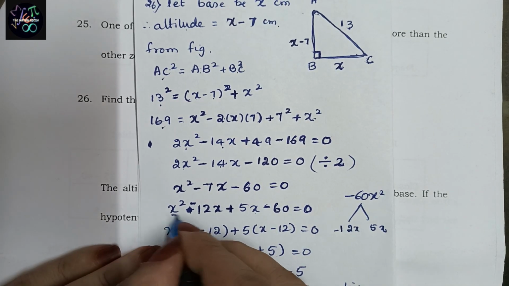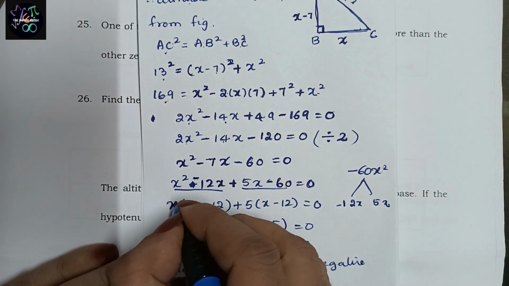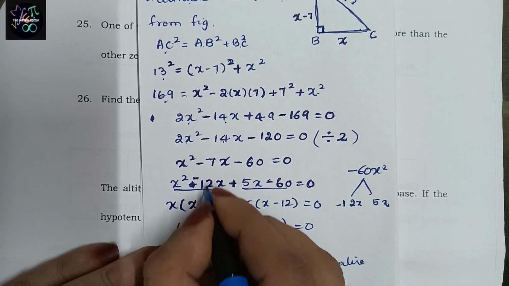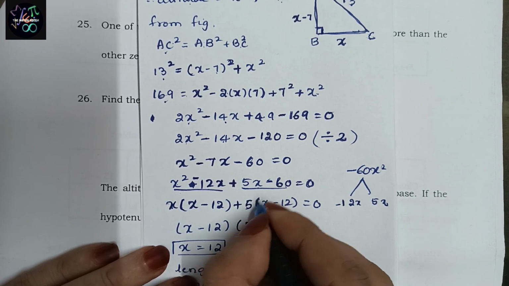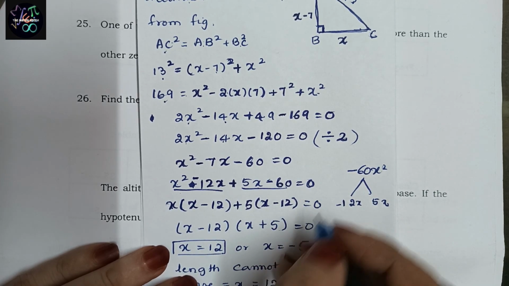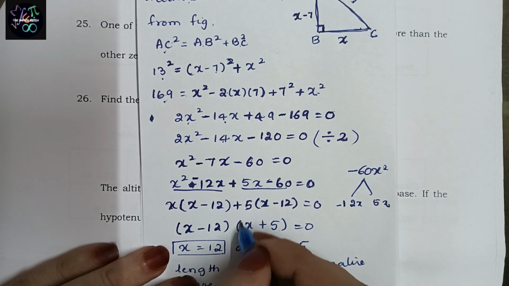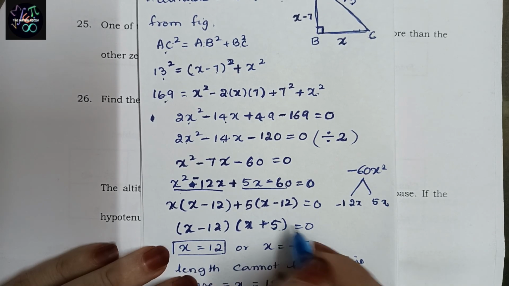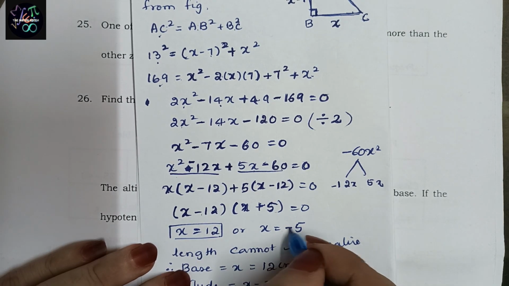Now we should take out the common factor between the first two terms and the next two terms. x is common here. What remains? x minus 12 remains, because x is common. Now plus 5 is common, x as it is, 5 twelves are 60. So the common bracket is x minus 12. What remains? x plus 5. Therefore x is equal to 12 or x is equal to minus 5.